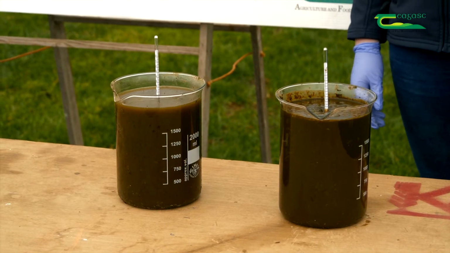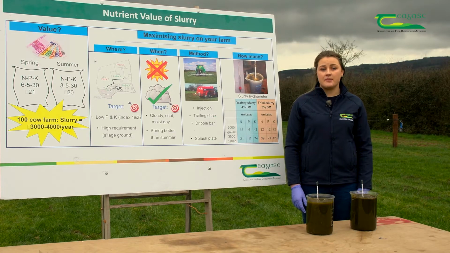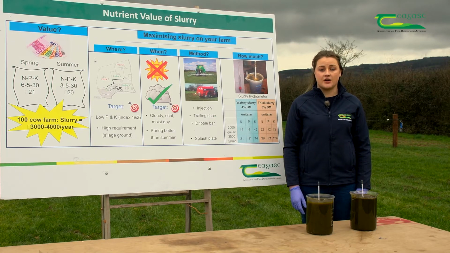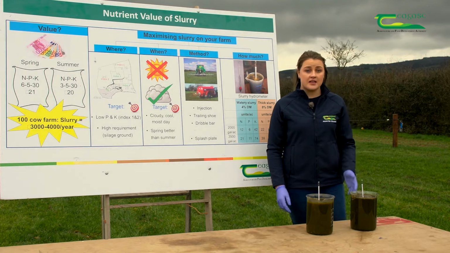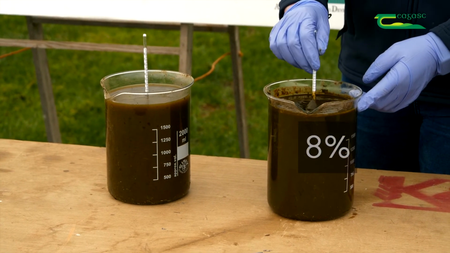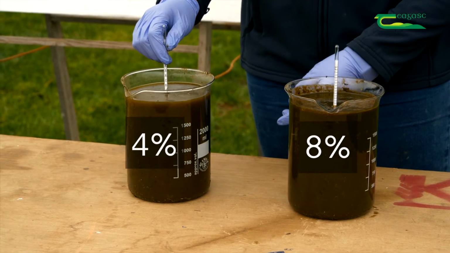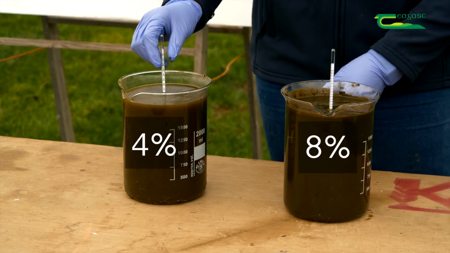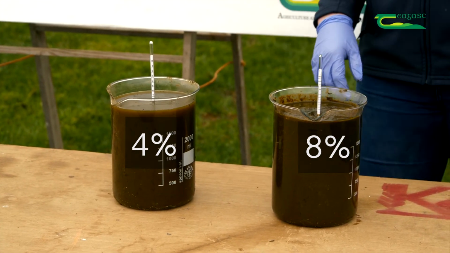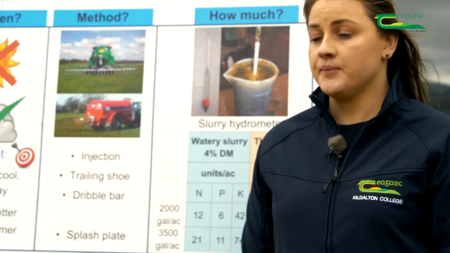Before spreading slurry, it's important that we check the dry matter content, as this will have an impact on the nutrients provided in that slurry. Here we have two samples of slurry. We have a very thick slurry at about 8% dry matter, and we have a watery slurry at about 4% dry matter. We're using a slurry hydrometer to check the dry matter of those slurries to ensure that we're providing the correct nutrients for the crop.